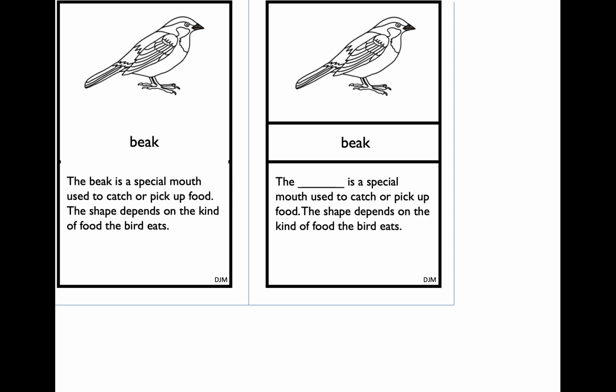The next part is the beak. The beak is a special mouth used to catch or pick up food. The shape depends on the kind of food the bird eats. So beaks come in all different shapes, colors, and sizes, but all beaks are made up of 2 jaws. And those jaws, the top one is called the upper mandible, and the lower one, or the bottom one, is called the lower mandible.